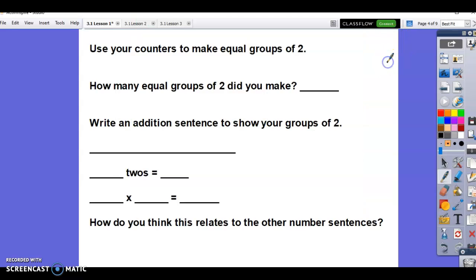I'm going to go back to our slides, and I want us to look at this and answer some questions. How many equal groups of 2 did you make? When we counted, we made how many equal groups? Good, we made 10. Now it says write an addition sentence to show your groups of 2. I would like for you to think for a second, what would my addition sentence be that matches my counters?